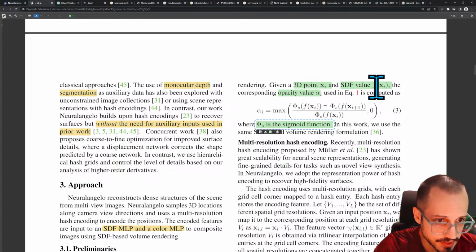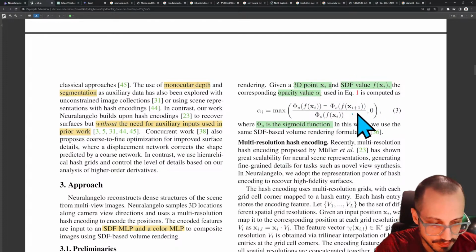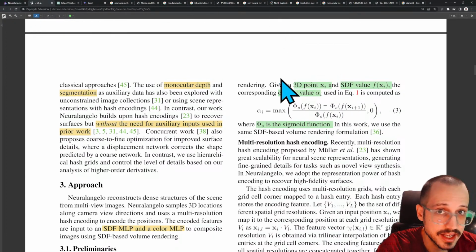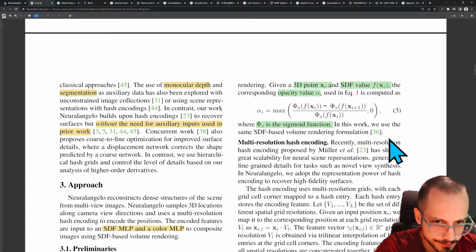So they take the value of the signed distance function at some point, and then at some other point, they put both of those through the sigmoid. They subtract, also divide by the sigmoid of that, and you get a nice little number there. And that is your opacity, right? And the opacity cannot be negative, so you cannot have negative opacity. So they say the maximum of whatever this ends up being and 0. So basically, if somehow you get a negative number out of this, your opacity is just going to be 0, which represents see-through, or there's nothing there. In this work, we use the same SDF-based volume rendering formulation.